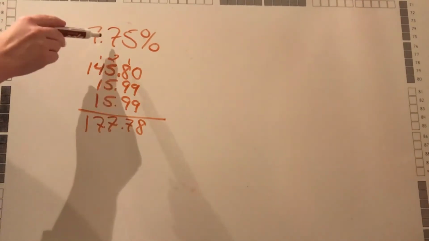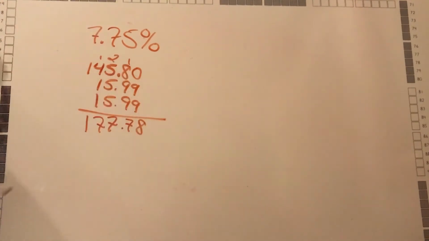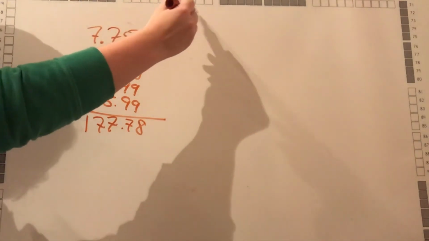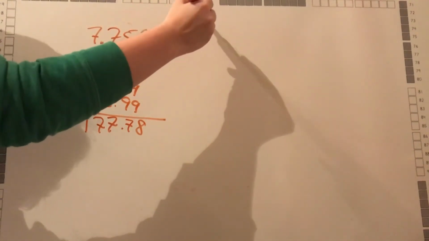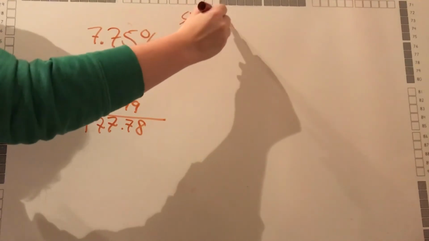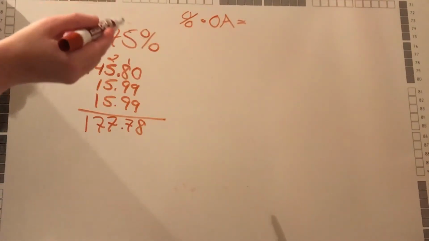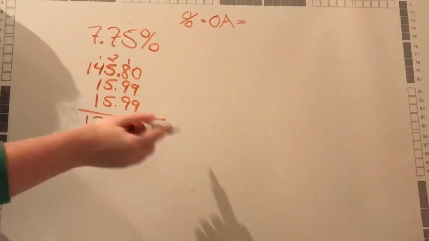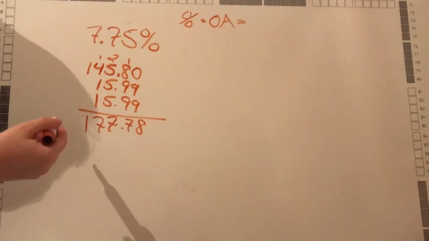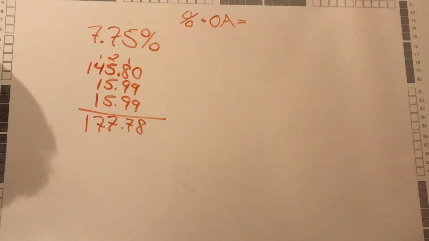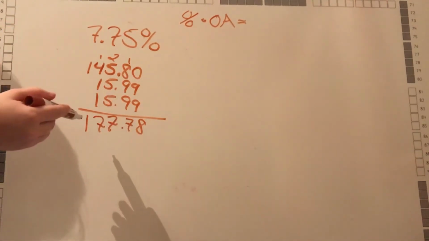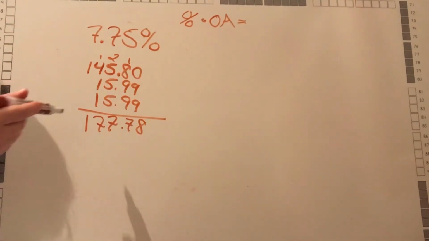Now we want to find the amount of tax. Well, we know that our tax rate is 7.75%, and we have a formula of our percentage times original amount is going to equal whatever we're looking for. Okay, so in this case, it's going to be tax rate. So we're going to take 177.